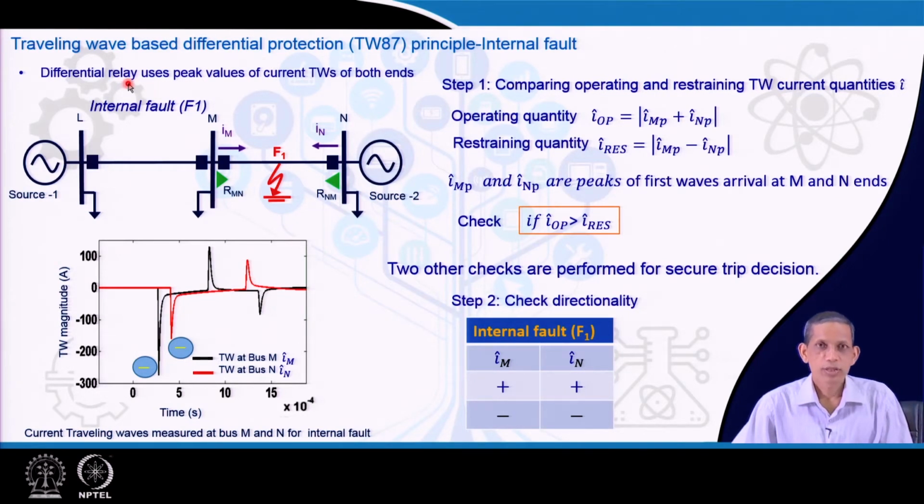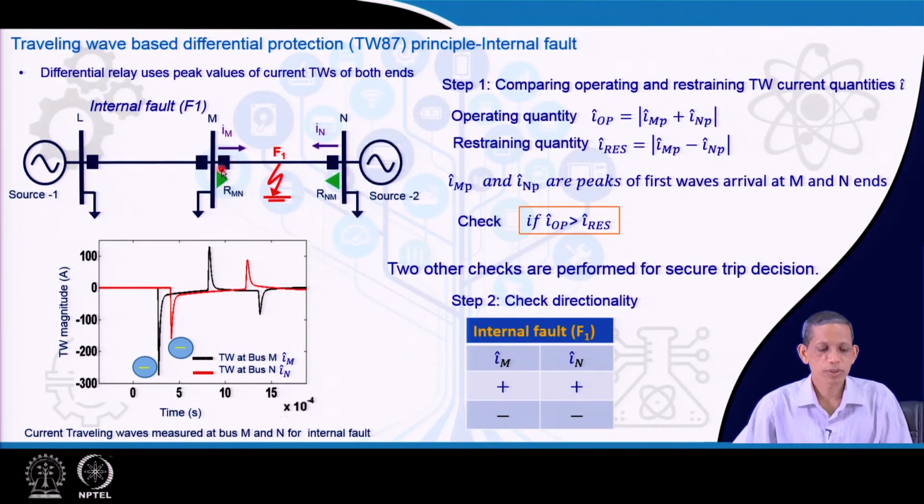The differential relay uses, this is one of the application perspectives. There are different ways you can see in future also. Differential relay uses peak values of current travelling waves of both sides. So, the line which we are considering is the M N line, and our relays are R M N and R N M, travelling wave based relay T W 87.